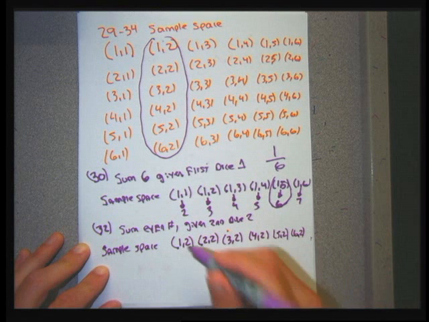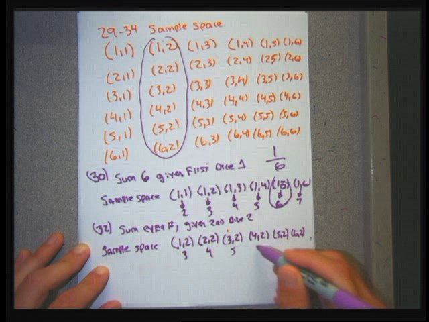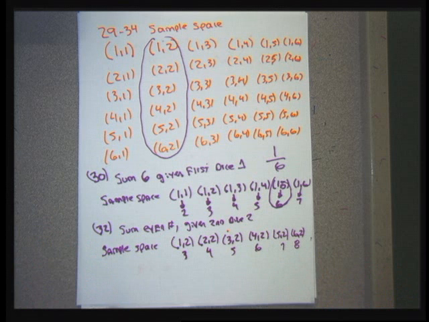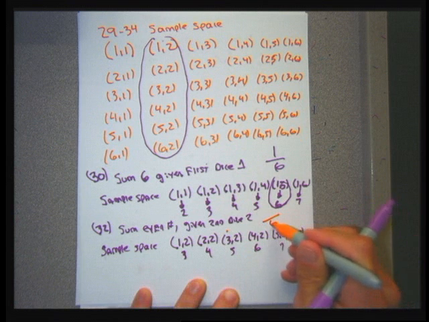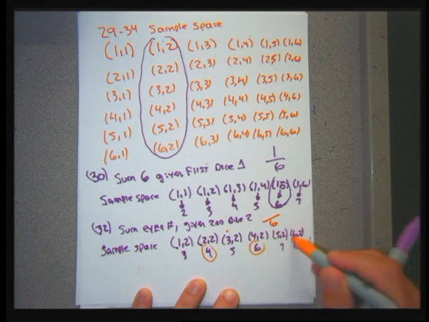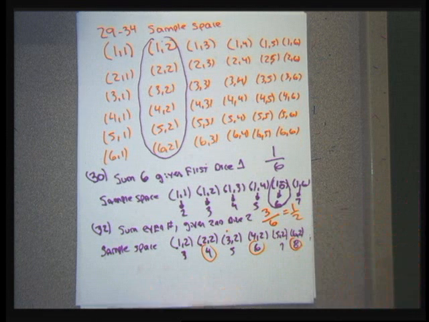I'm worried about summing these. The sum of those is 3. The sum of those is 4, 5, 6, 7, and 8. To do this probability, the denominator is going to be the 6 things that could have happened in my restricted sample space. The numerator is all that have an even sum. 3 of the 6 have an even sum, and I'm going to reduce that to 1 in 2.